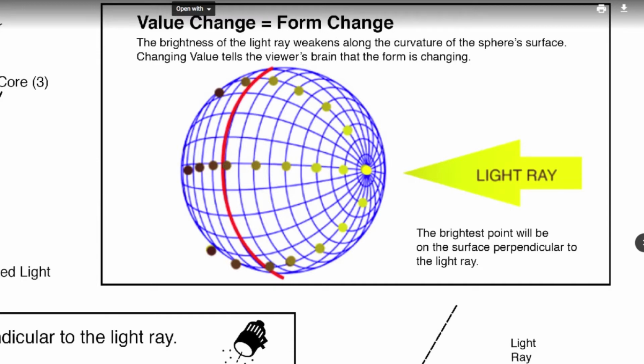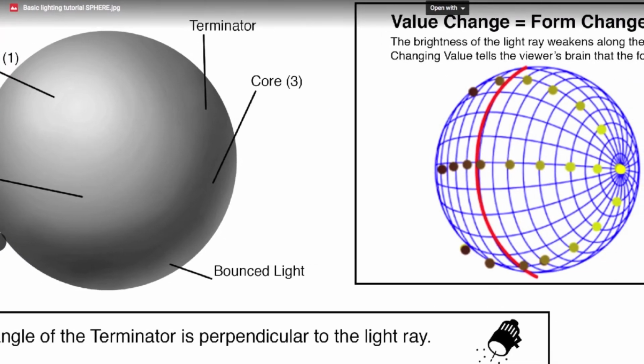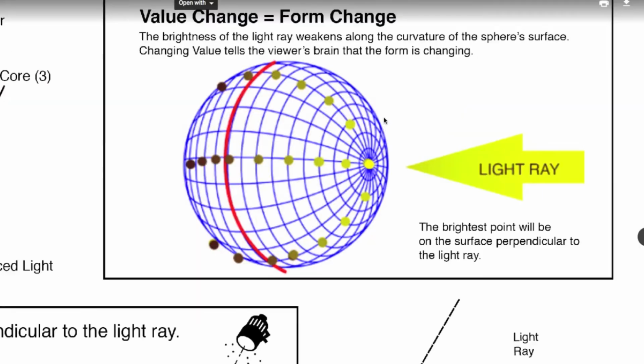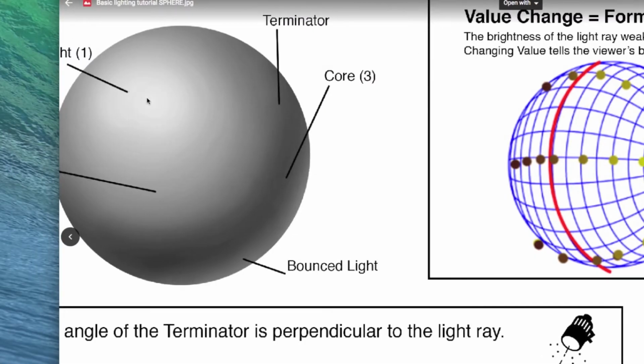Now, what is value? Value is just a fancy word for darks and lights. So what does value change mean? That means that if you've got, say, a white area, like here, and it starts to change into a darker area, you've just had a value change. It's a transition from light to dark.